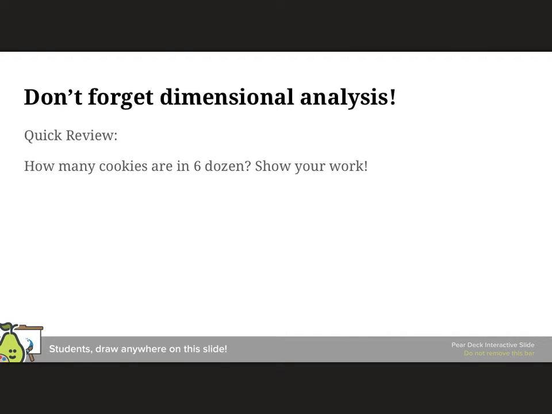So we're also going to use dimensional analysis. A quick review: if we were trying to figure out how many cookies, so here's our ending point, are in 6 dozen, here's where we would start. And the thing about dimensional analysis is sometimes students think it only matters in chemistry. It doesn't. Think about a hotel trying to figure out how many bars of soap to buy for the next year or a certain amount of time.